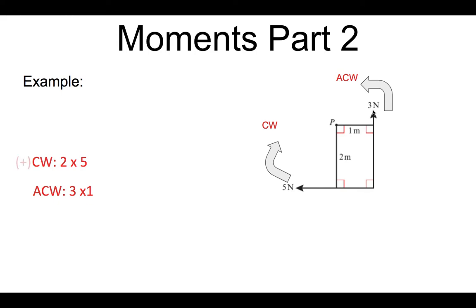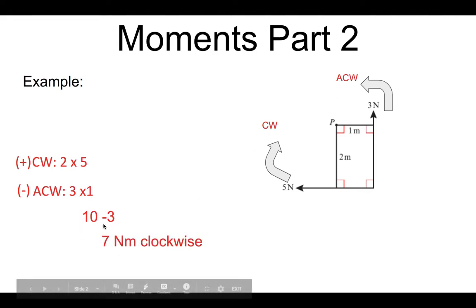So again, clockwise is positive, anti-clockwise is negative. We can work out what the resultant moment is. So we've got 10 take 3, so it's 7 Newton meters, and because the answer is positive, it's 7 Newton meters in the clockwise direction. So that's the resultant moment for this situation.